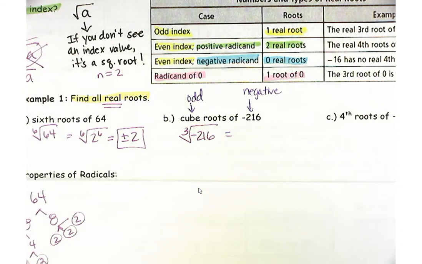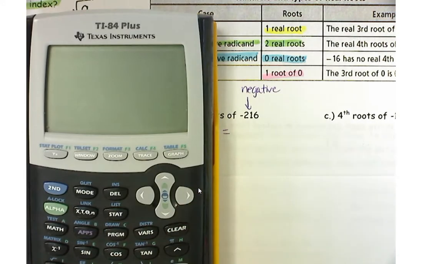Okay, so odd roots keep the sign of the radicand, whatever it may be. If it's positive underneath, it'll be positive. If it's negative underneath, it'll be negative.